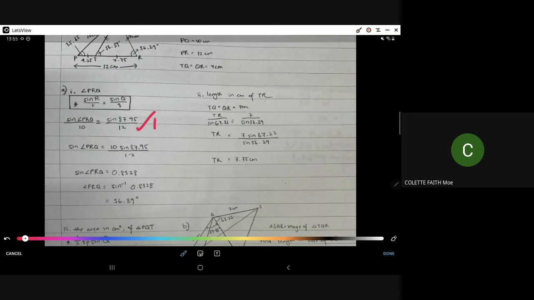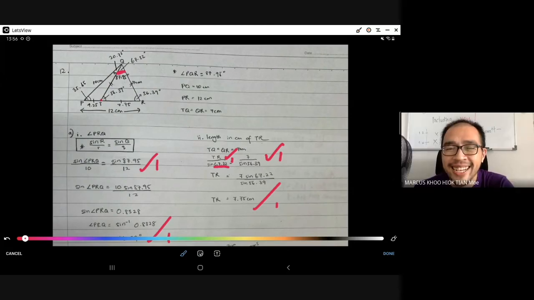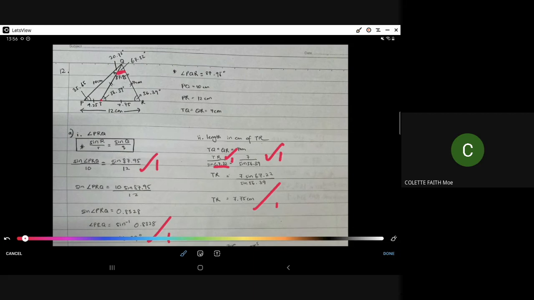For the second question, they want to find the length of TR. So we can actually use the same formula as the previous one to find TR. But first, we need to find the angle of TQR. So we know that TQ and QR have the same length, which means their angles are also the same. So if we minus 180 with both of these angles, we will get 67.22. And then we put that into the formula. So TR over sine 67.22 is equal to 7, and then we get TR, which is 7.75 cm.